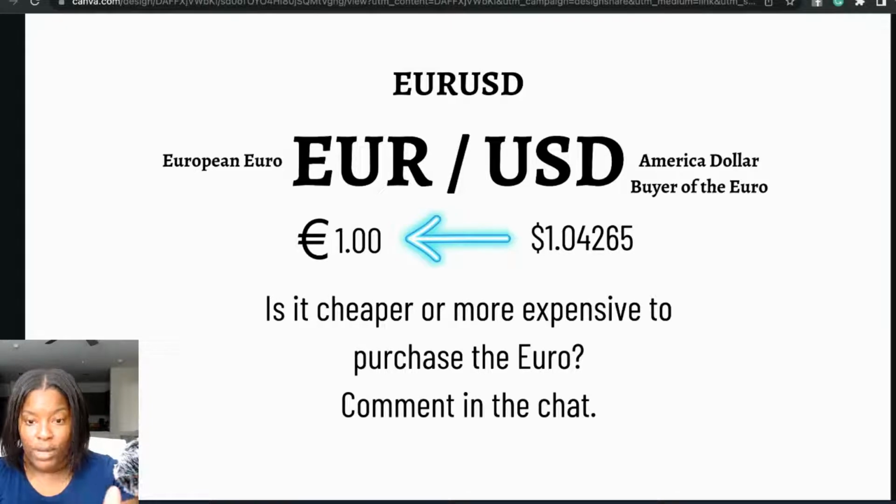So based on what I just asked here, B says she just got stopped out of that pair. We'll talk about that because I want to know why you got stopped out. As a matter of fact, B, put that in the comment. Why did you get stopped out? Let's talk about that. Okay, so is it cheaper or more expensive to purchase the euro? I want you guys to comment. But is it expensive or cheaper? Let's talk about it.